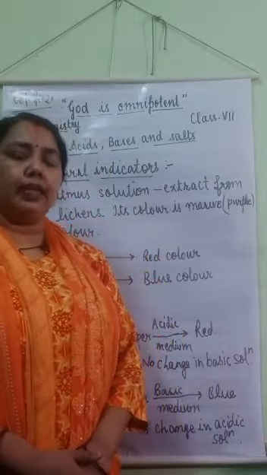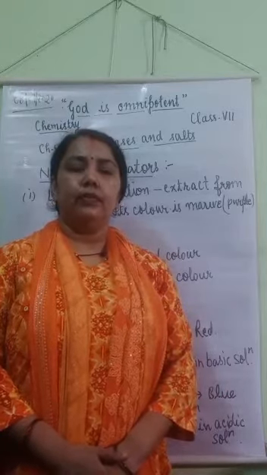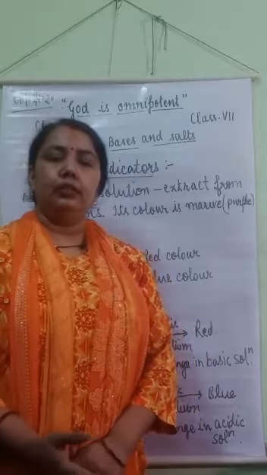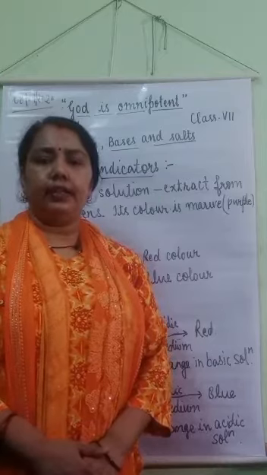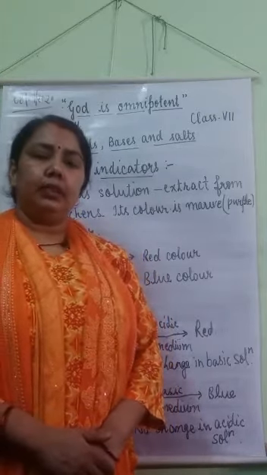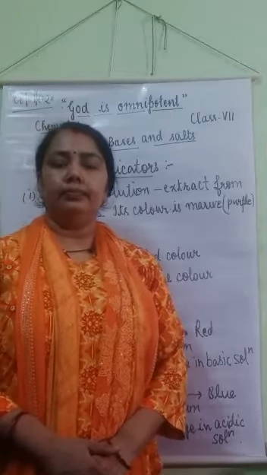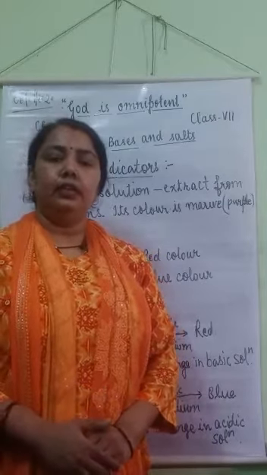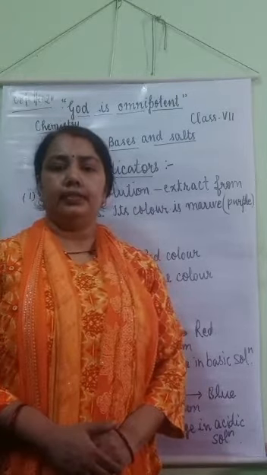So here are some natural indicators which we prepared from flowers of China rose, root of beetroot, stem of turmeric and leaves of red cabbage. We take the colored part of the plant and boil it in water for some time, and after straining we get a colored solution which we use as an indicator.